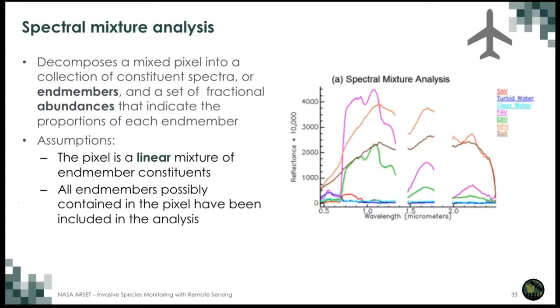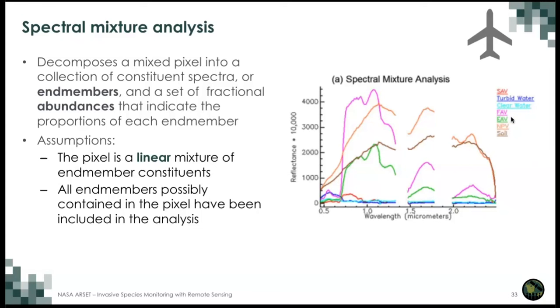So what is spectral mixture analysis? Spectral mixture analysis is what we do to create those spectral mixture abundance rasters that we place into the machine learning algorithm. Spectral mixture analysis decomposes a mixed pixel into a collection of constituent spectra, or we call these end members. And then we can calculate the fractional abundances that indicate the portions of each end member that create the resultant spectrum. On the right here, you see an example of these end members showing submerged aquatic vegetation, turbid water, clear water, floating aquatic vegetation, emergent aquatic vegetation, non-photosynthetic vegetation, and soil. We then can decompose a pixel that is a mixture of all of those different spectra into the different percent abundances of each of those end members.